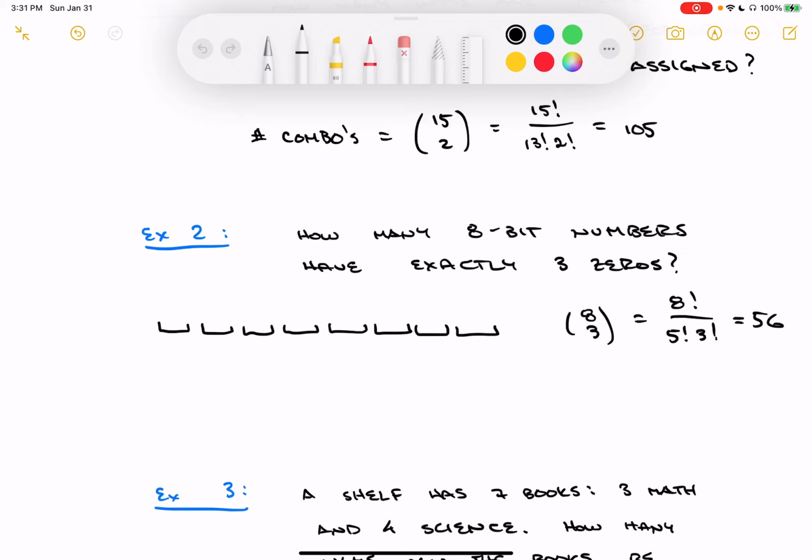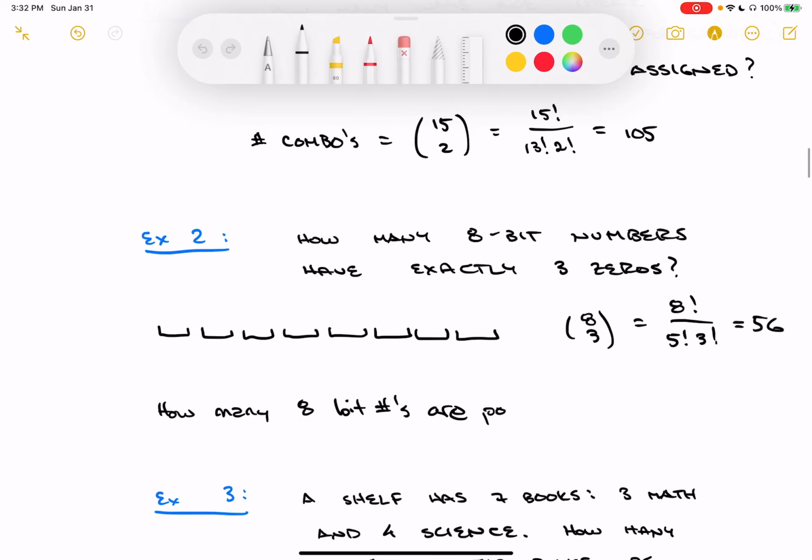You could look at all the different 8-bit numbers. I think that's worth actually thinking about. How many 8-bit numbers are possible? No restrictions other than that they're 8-bit. Well, I can pick one of 2 digits for the first one, so it's a 1 or a 0, 1 or 0 for the second one, and I keep doing that across. So I'm going to have 2 choices for the first, 2 choices for the second, and keep multiplying those out. That's going to be 2 to the 8, which equals 256.